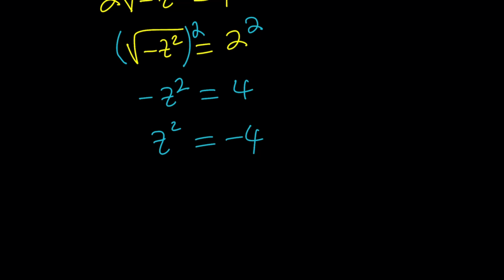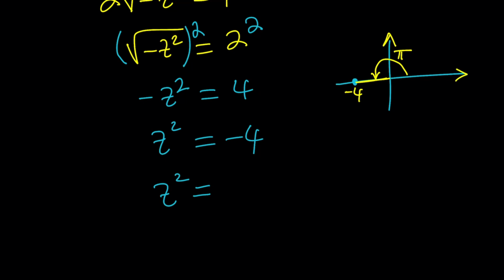But why is that so? And can we find it algebraically or using Euler's formula? Absolutely. If you think about how you can write negative 4 as a complex number, first of all, it's on the negative real axis, 4 units away from 0, so it's going to be here. And the angle it makes can be described as pi radians, and of course you could add multiples of pi to it, but let's just stick with pi for now.